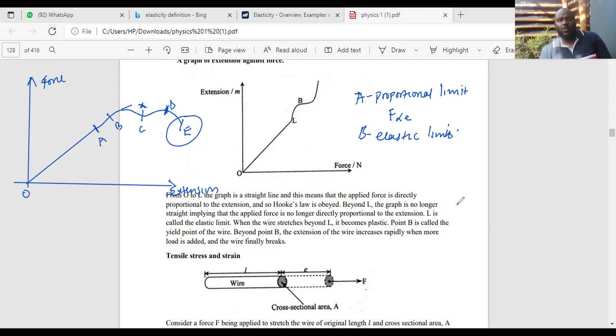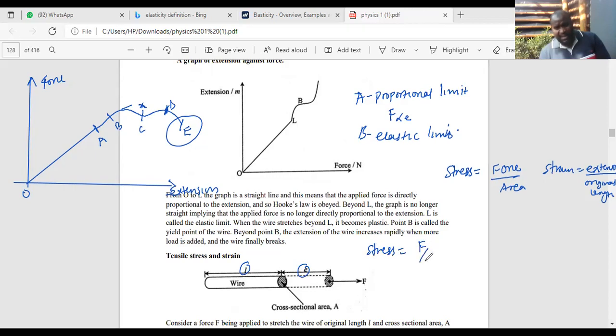Now, it is from there that we went ahead and saw what we call tensile stress and tensile strain, whereby stress is got from force per unit cross-sectional area, whereas strain is got from extension per unit original length. So if you have a wire like this one, whose original length was L and has extended by E, then stress is going to be the force you've applied divided by the cross-sectional area. Whereas strain, sometimes you call it tensile strain, is going to be extension out of the original length.